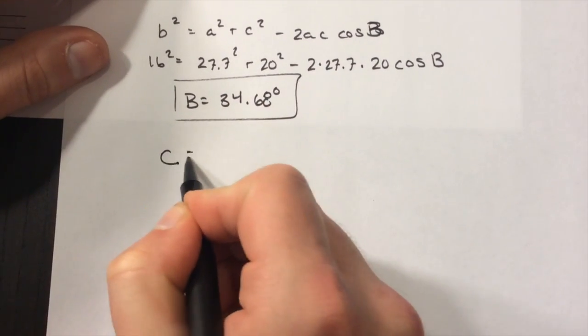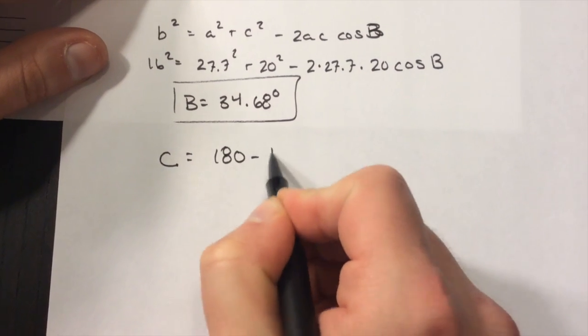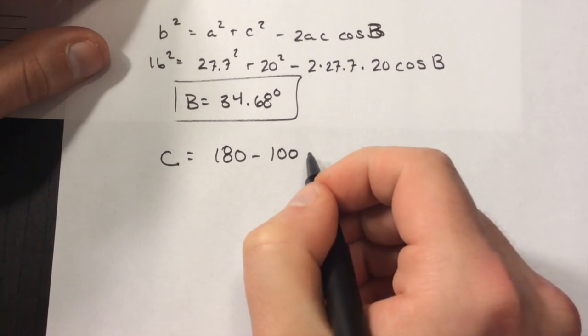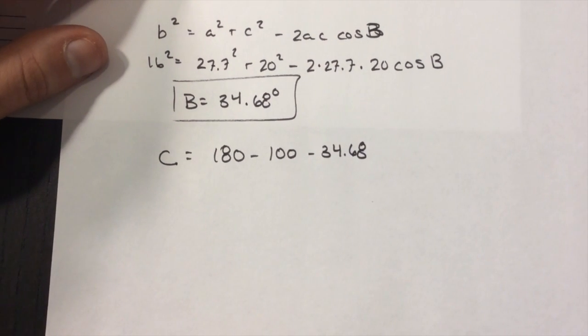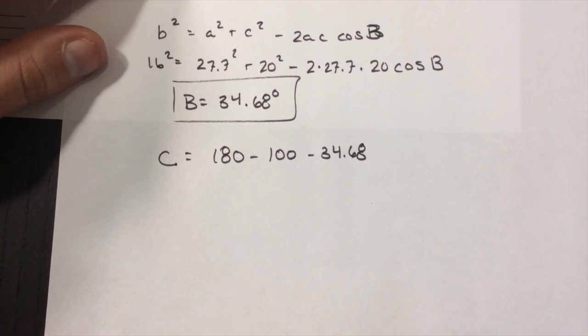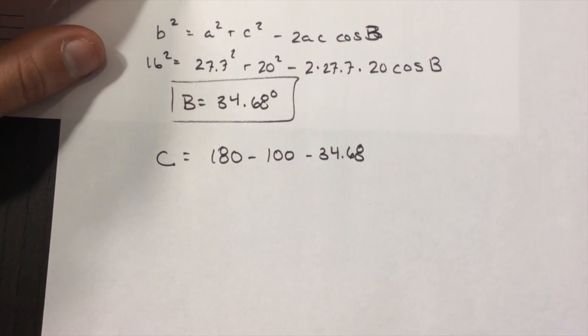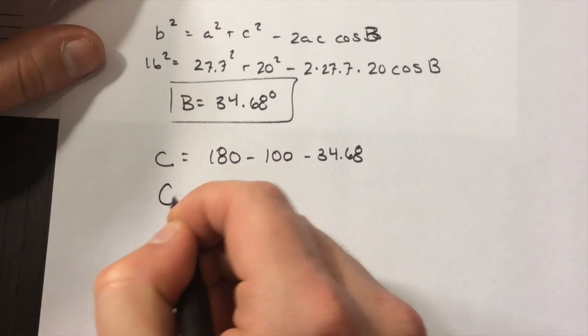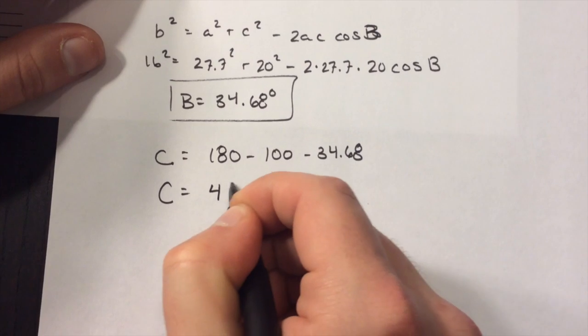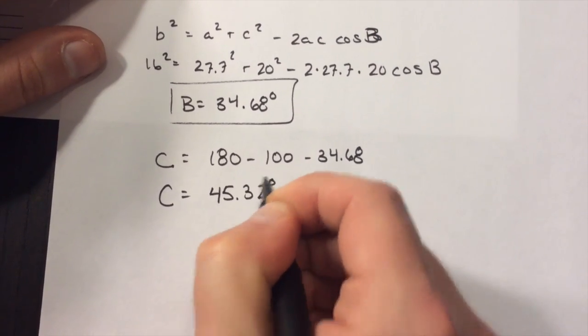To find C, I do 180 minus 100, which is 80, minus 34.68. If I do that, and I'll do that off to the side, that's 180 minus 100 minus 34.68. So angle C is 45.32 degrees.